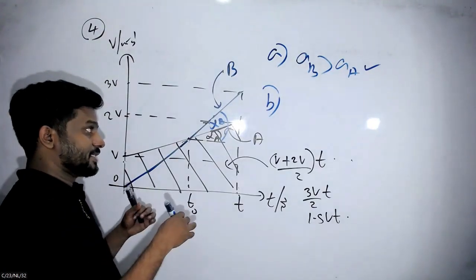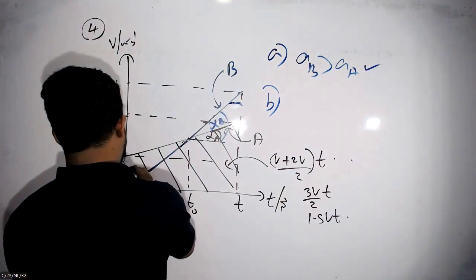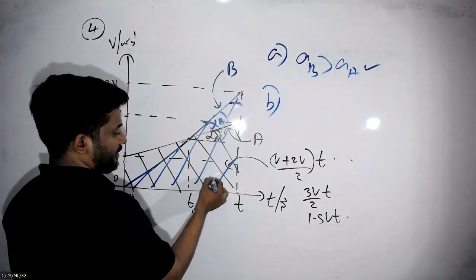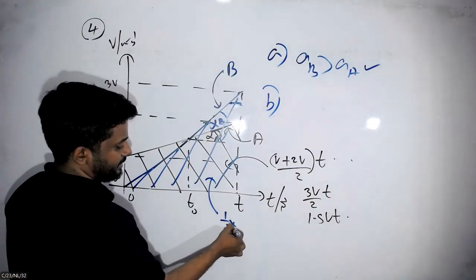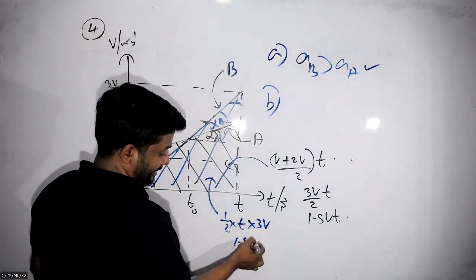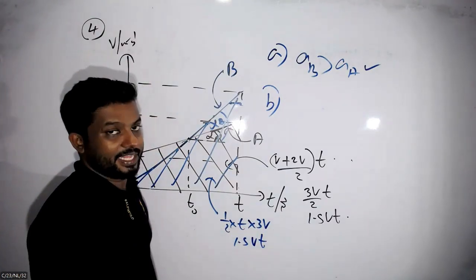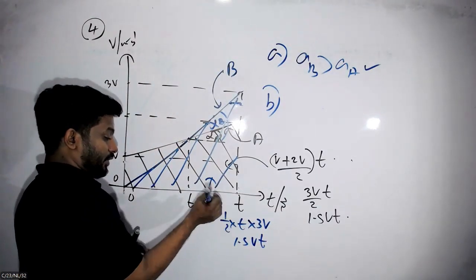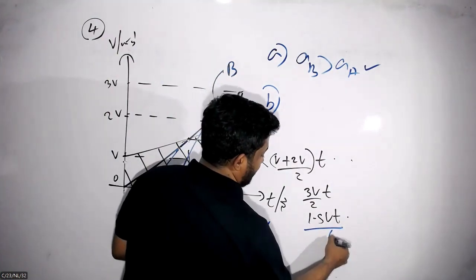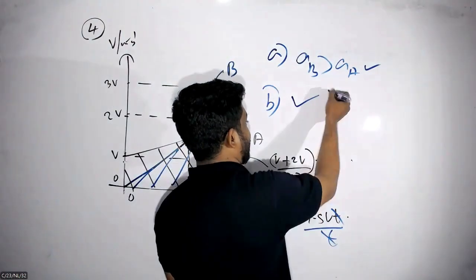Then you need to consider the displacement acquired by capital B. This one, this blue color area. It is equal to the area of this triangle, half into base T, altitude is 3V. It is equal, right? It is equal to the displacement of capital A. Two displacements are equal. That means when you consider the average velocity, you have considered it for the same time interval. That means two average velocities are equal, 1.5 V. Therefore, B is a correct statement.